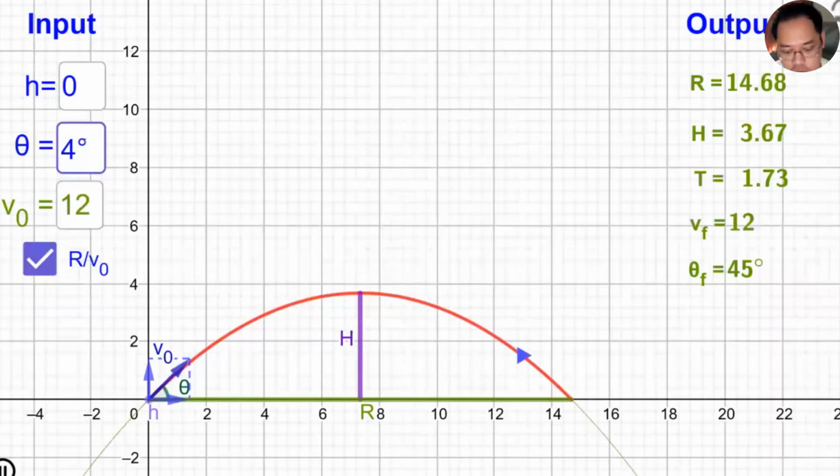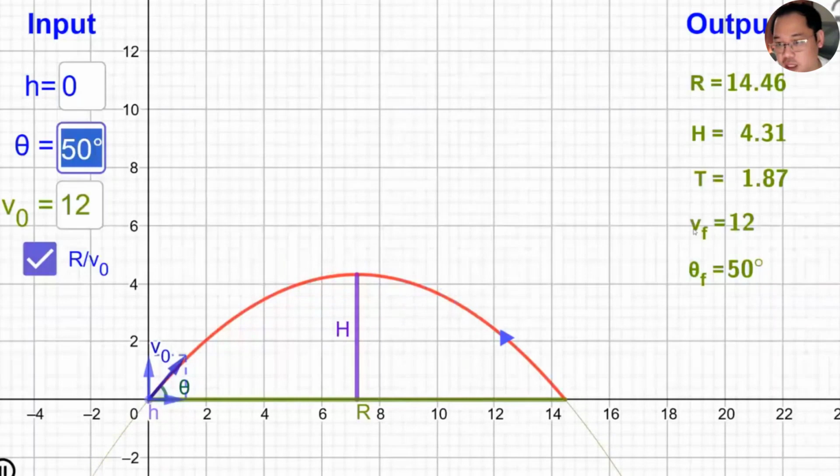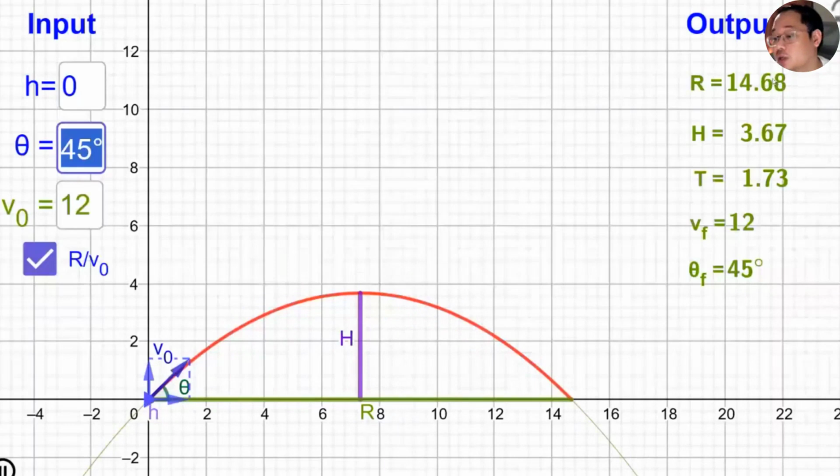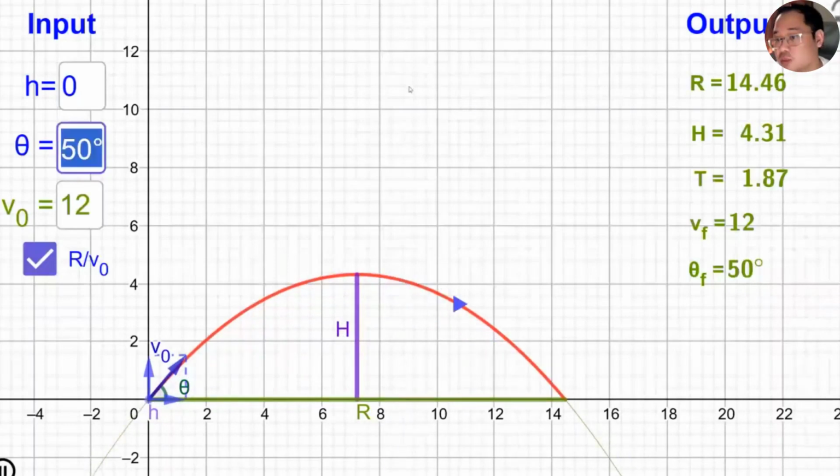The same thing. Wait, 40 and 45 the same thing? That's weird. How about 50? Change a little bit. The range here, read the value here, 14.46. So at the angle 40 degrees, the range is 14.46, 45 degrees, 68, a little bit greater. Okay, 47 smaller, 50 smaller. So the maximum range is when the angle is 45 degrees.